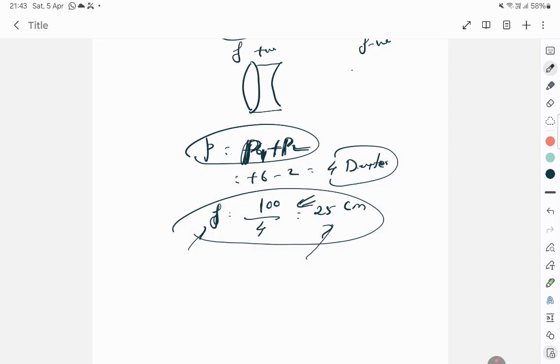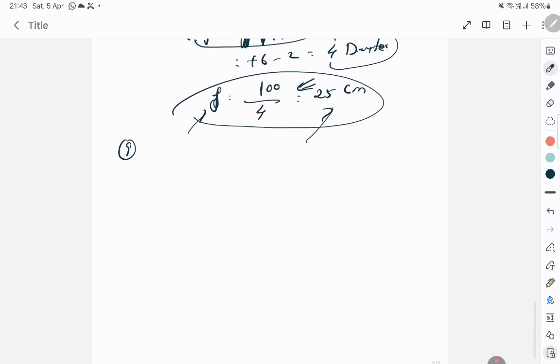Let's go to the next question. The next question is the eighth sum in the assignment sheet, which is also omitted. Let's go to the ninth question.